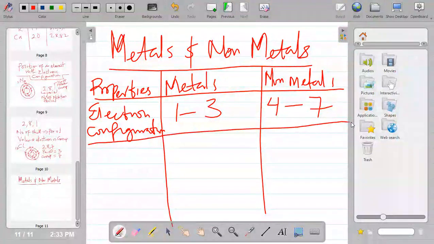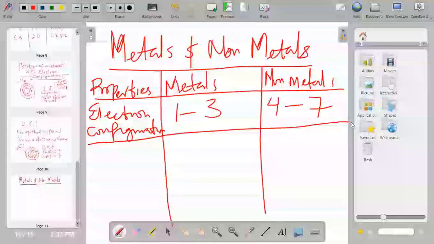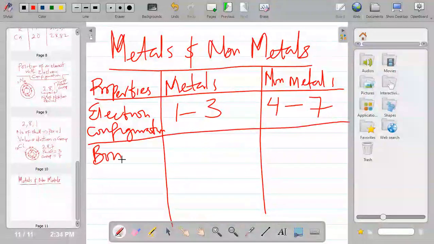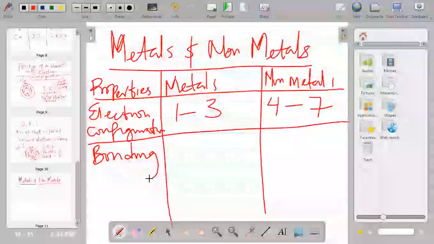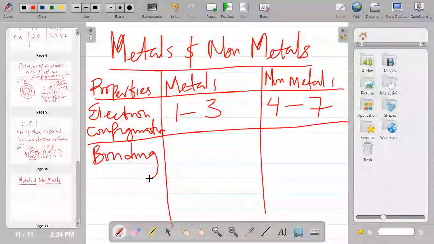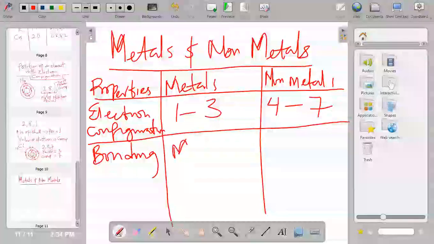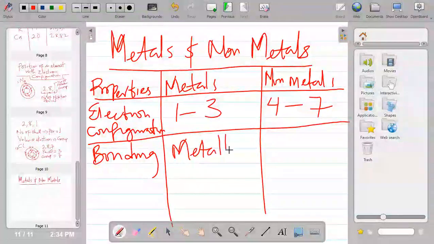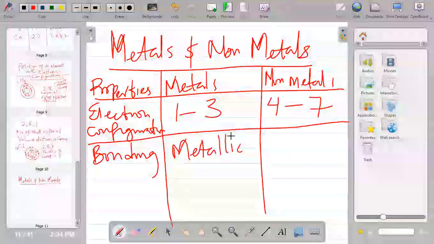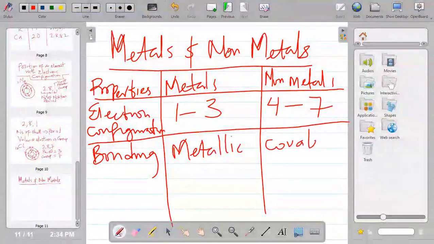Another point to understand is the bonding. The bonding that exists in metal is metallic bonding due to the loss of the outer electron. So metals have metallic bonding because they are electropositive. And non-metals are electronegative, hence they have covalent bonding.